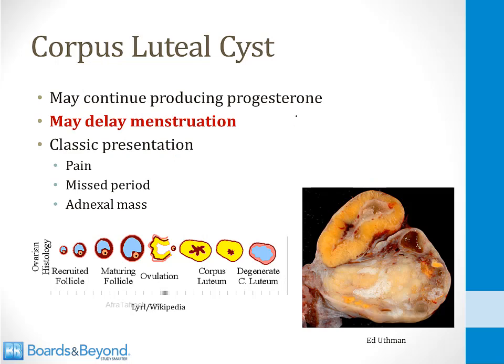The key thing to know about a corpus luteal cyst for step 1 of your boards is that these cysts may continue to produce progesterone, and that may delay menstruation. Remember that when progesterone levels fall because the corpus luteum involutes, that's what triggers the shedding of the endometrium and menstruation. If progesterone levels stay high because of a corpus luteal cyst, then menstruation won't occur. So the classic presentation of this type of cyst is pelvic pain, a missed menstrual period, and an adnexal mass, and this is all due to progesterone coming from the cyst.